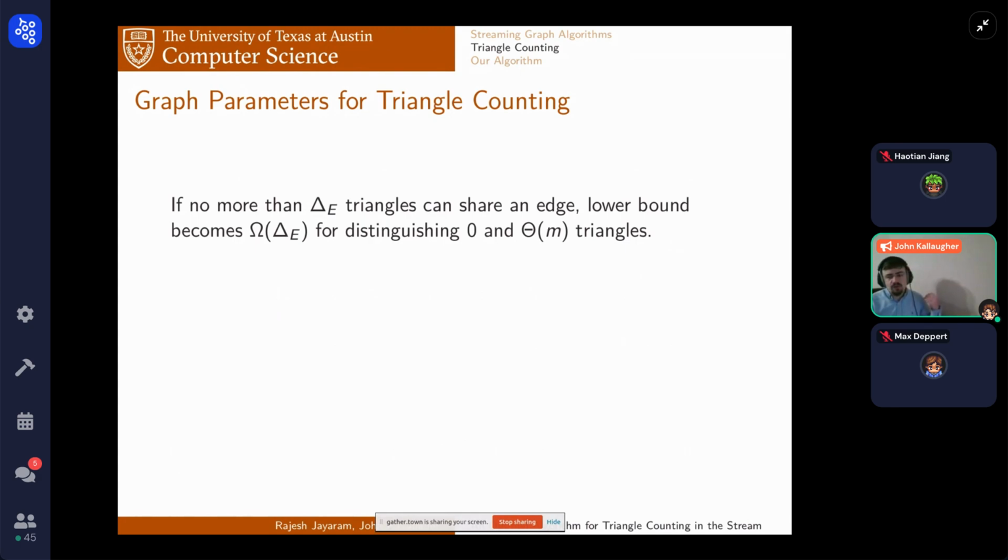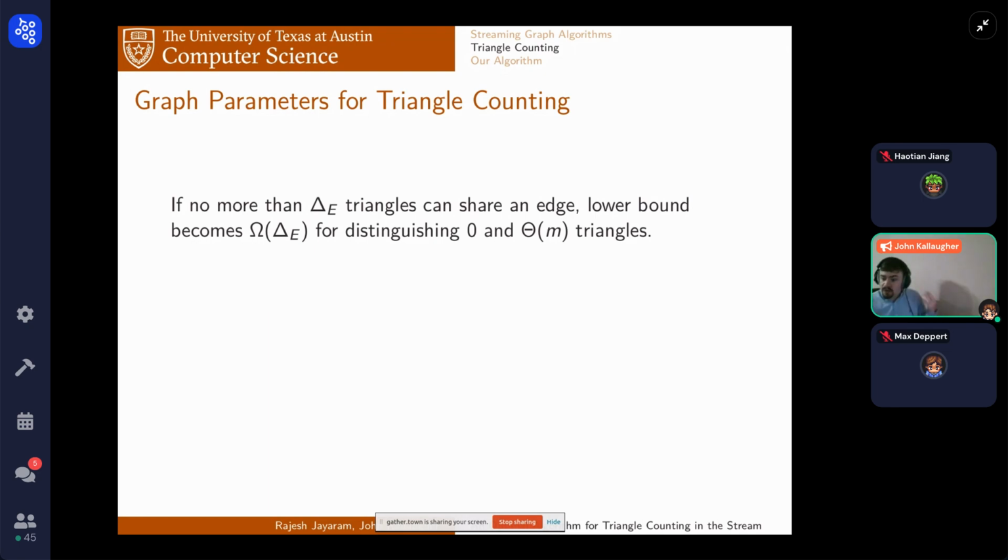So if you say, okay, we're going to introduce this new parameter, delta E, that's the maximum of the number of triangles that can share an edge, this lower bound suddenly becomes omega of delta E. And this is for just distinguishing the 0 and theta m triangles case. And for the remainder of the talk, I'm just going to consider this case. If you want to know how this generalizes to other numbers of triangles, see the full version of the talk.